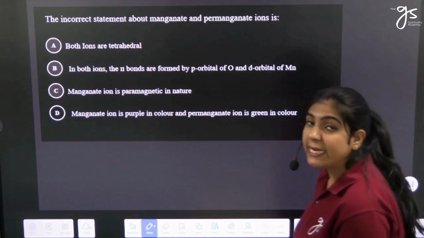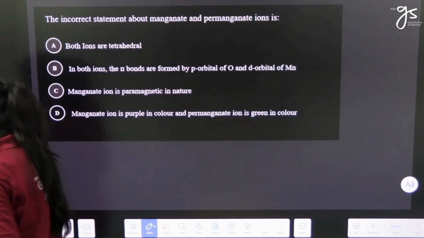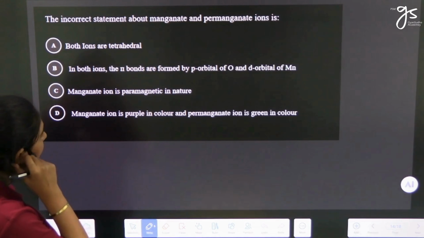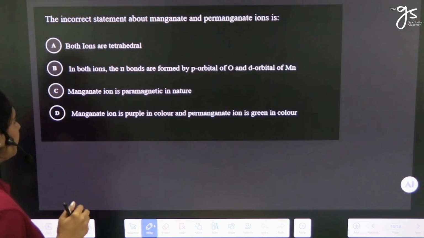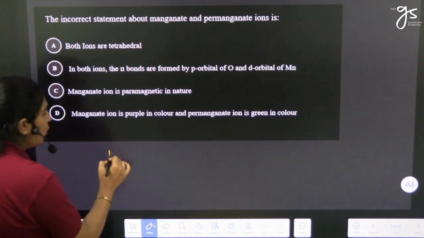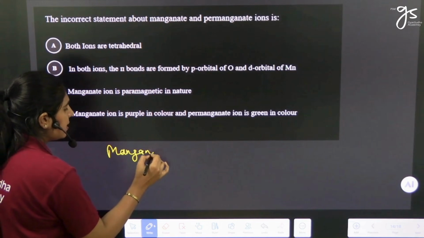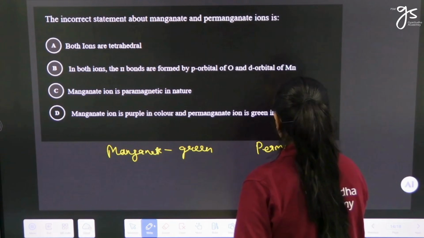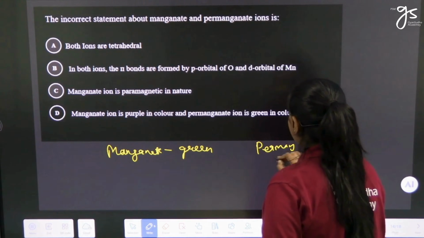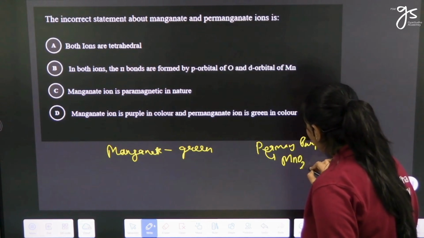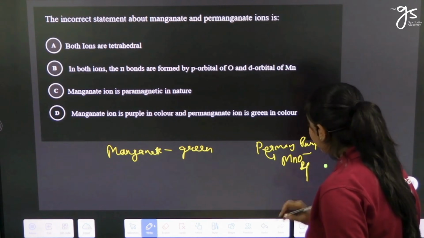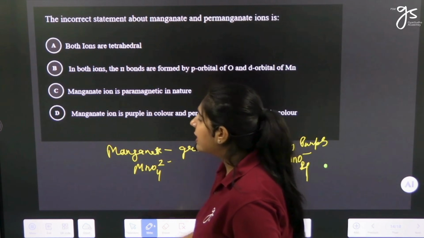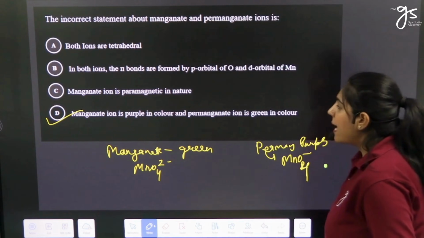Now let's see quickly. Just tell me the question very fast, what you have marked in this. The incorrect statement about the manganate and permanganate ions is. What is the color of manganate? You know the color of manganate ion is green, and the color of permanganate ion is purple. Why? Permanganate is MnO4 negative, and manganate is MnO4 2 negative.